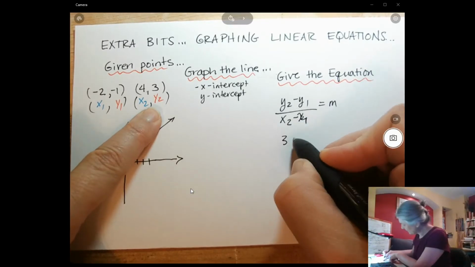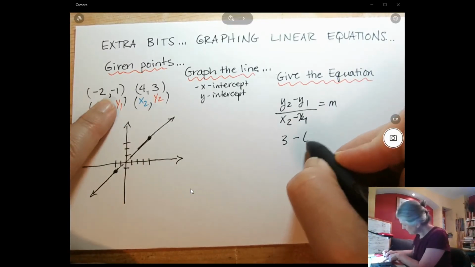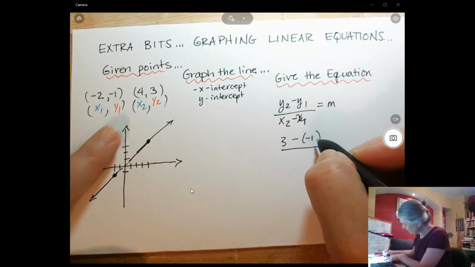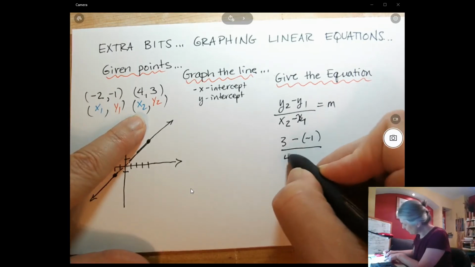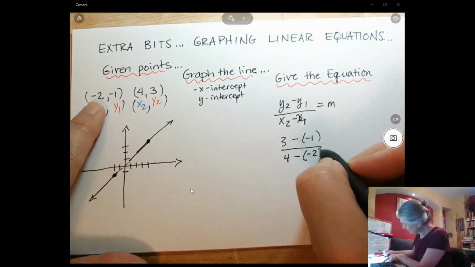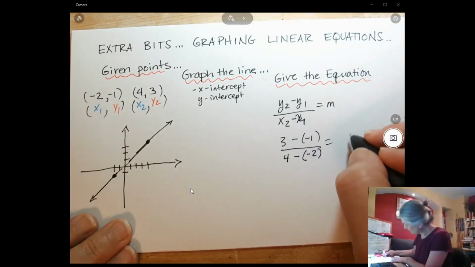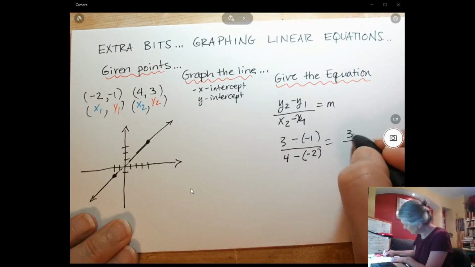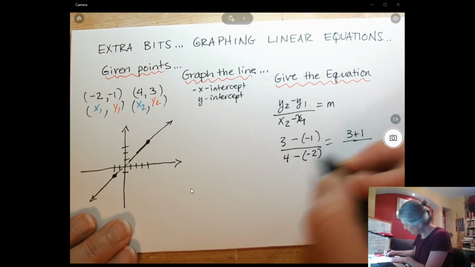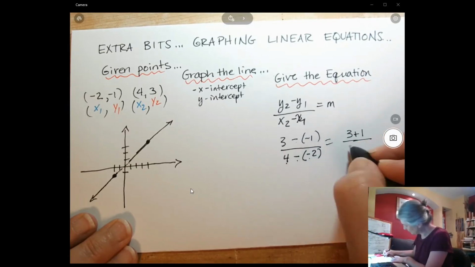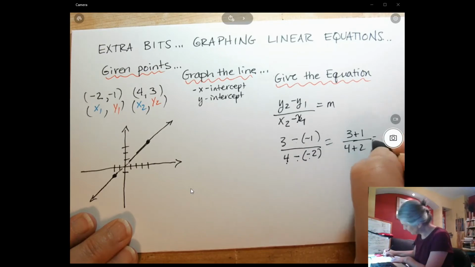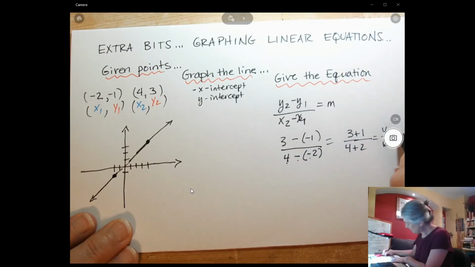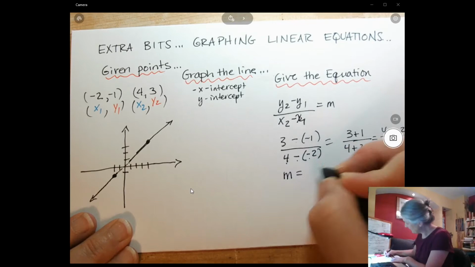Y2 is 3, so that's 3 minus -1 over x2, which is 4 minus -2. And so we're going to get 3 plus 1 over 4 plus 2, because 3 minus -1 is just 3 plus 1, and 4 minus -2 is 4 plus 2. So it's going to be 4 over 6, which is equal to 2/3. All right? So you have 2/3 as the slope. Your slope, m, is 2/3.